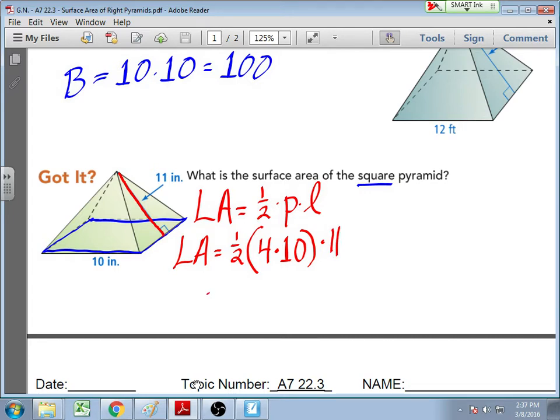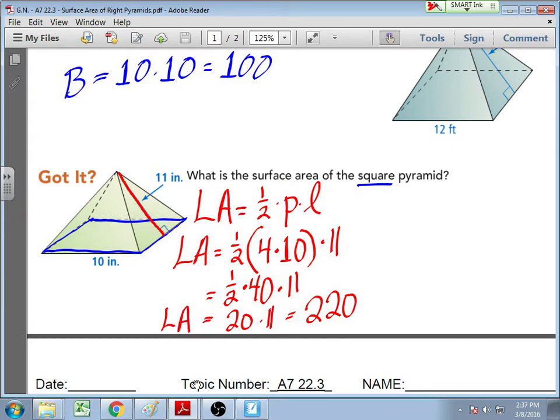So then this becomes 1/2 times 40 times 11, which half of 40 is pretty easy. I just get 20 times 11, and that would be 220 for the lateral area.